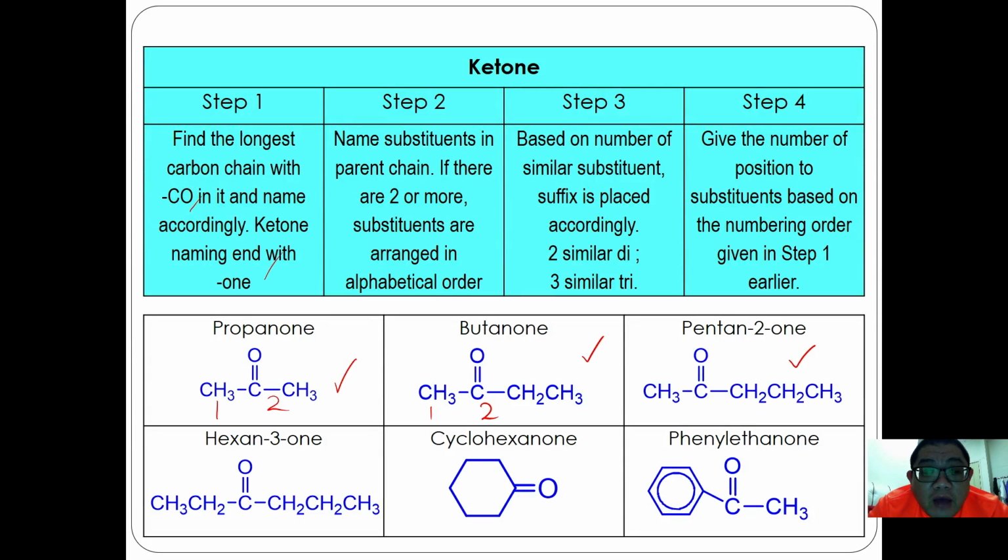And then you have hexan-3-one, which indicates that the C double bond O is on the 3rd carbon. And then you have cyclohexanone, and you have phenylethanone. This phenylethanone is sometimes also known as acetophenone.